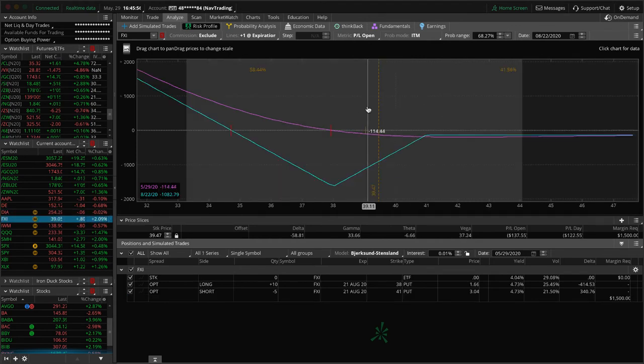FXI, we've got a bunker. Price is hanging out right here. We're down a tiny bit. We need a swift move lower in FXI to help benefit that position.